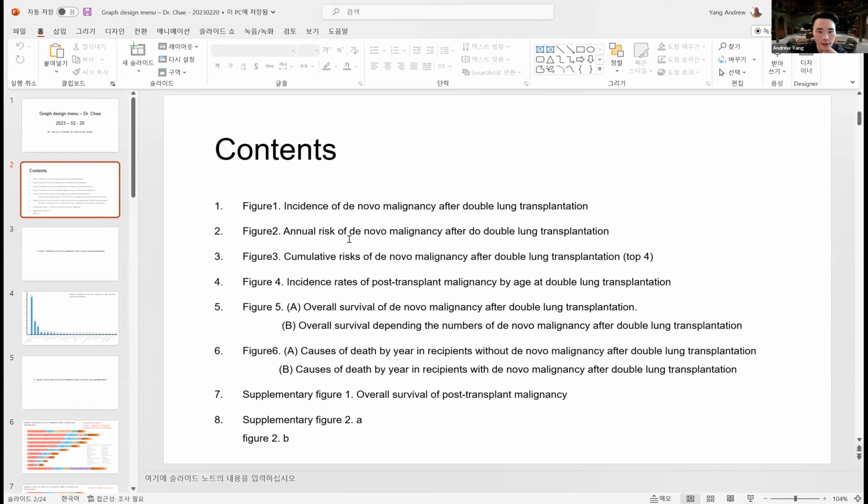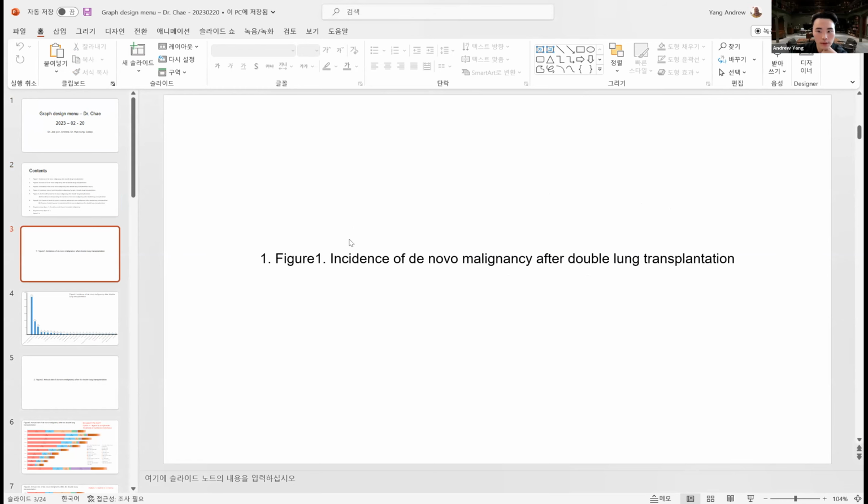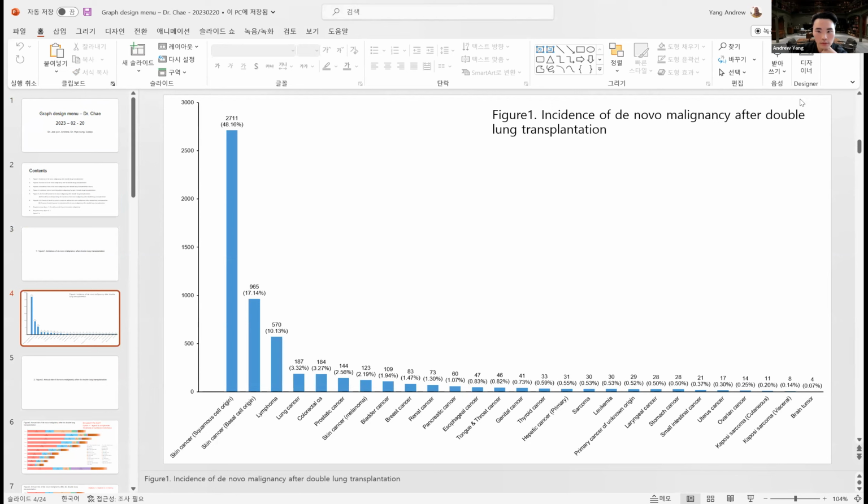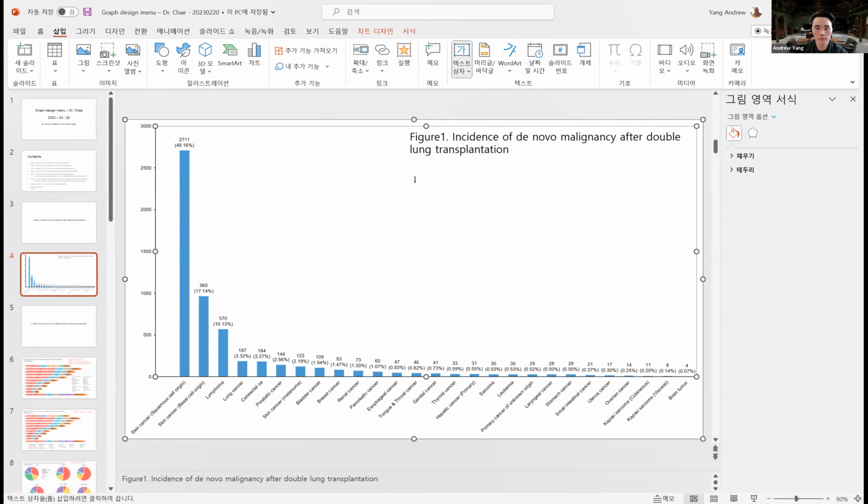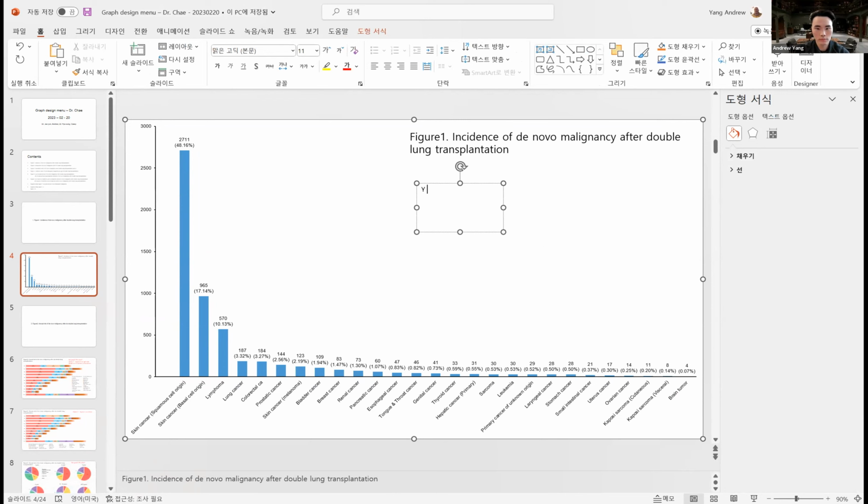So we got 8 figures today. Figure number 1, total incidence of de novo malignancy. This is it. After listening to all your feedback, I've changed everything you wanted to change. Is there anything else you want to say? Looks okay. On the Y-axis, you have to put number of patients, number of cases, or. Do you want to use the term cases or just N, number? I think these are patient numbers, right? Number of patients is fine.